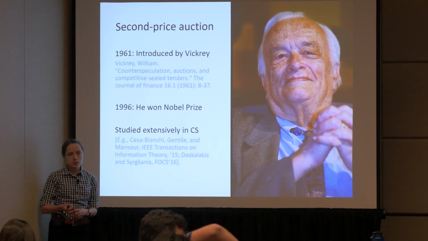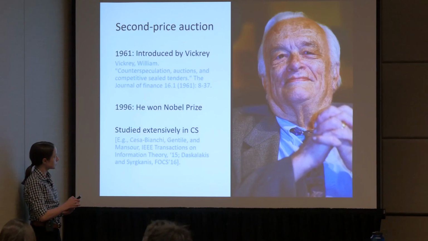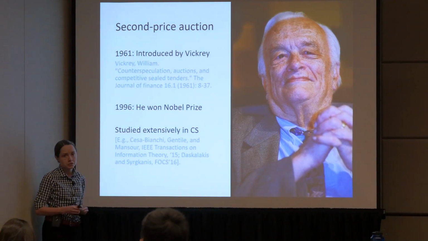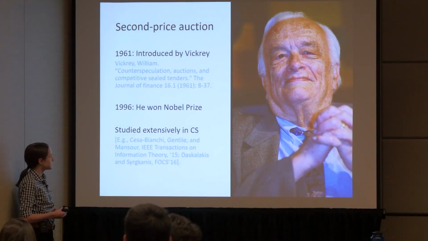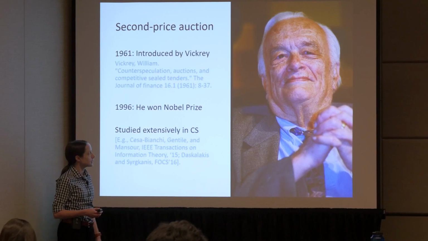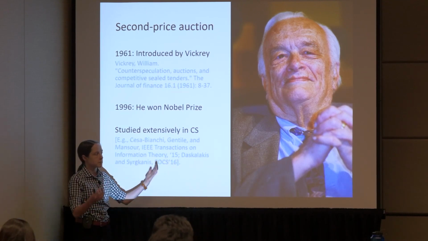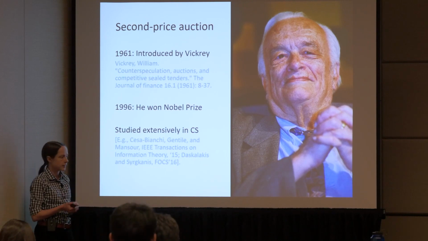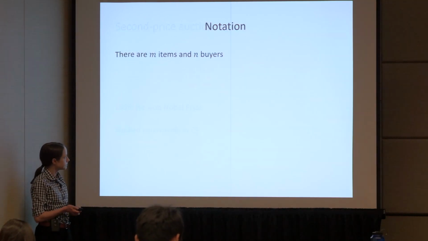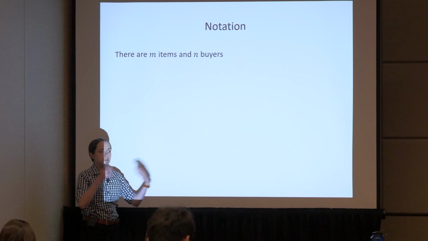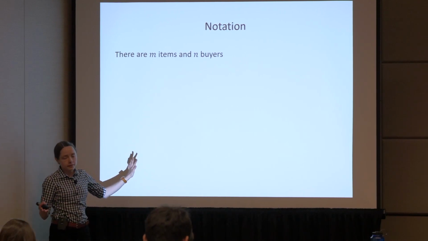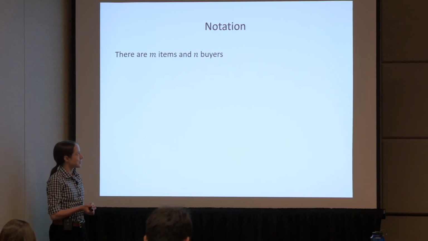The second price auction is also commonly known as the Vickrey auction, because it was introduced in 1961 by Vickrey. And he won the Nobel Prize a few decades later. This mechanism has been studied extensively in the Econ CS literature. Okay, so those are a few basic examples of mechanisms, which I'm sure many of you are already familiar with.